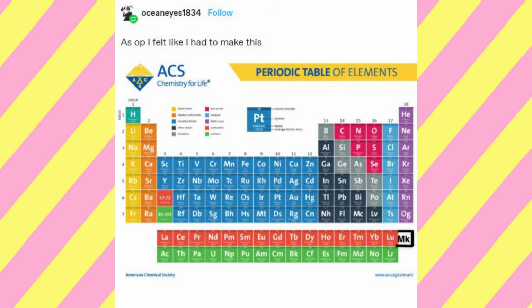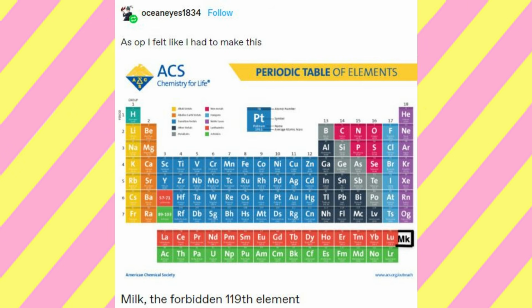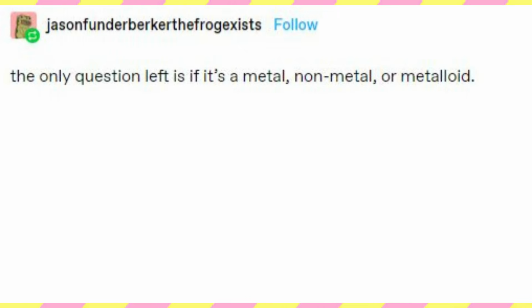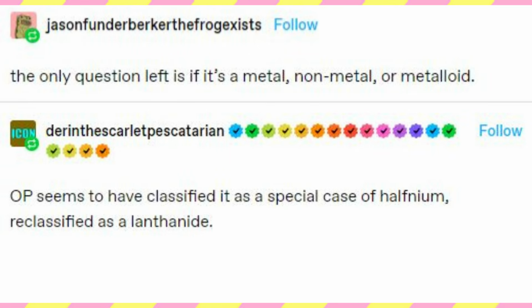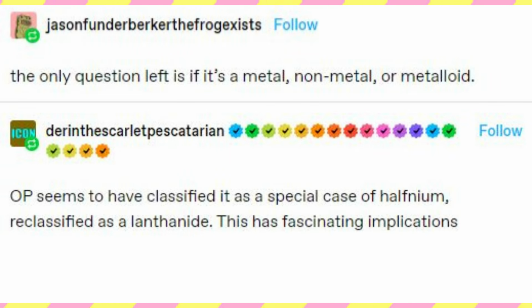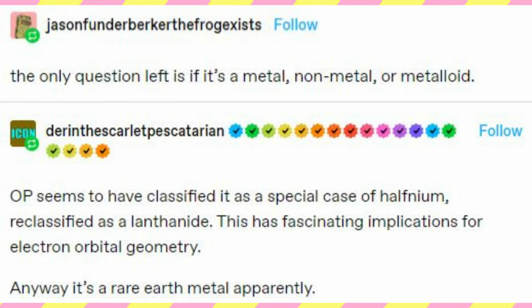As OP, I felt like I had to make this. Periodic table of elements. Milk, the forbidden 119th element. The only question left is if it's a metal, non-metal, or metalloid. OP seems to have classified it as a special case of hafnium, reclassified as lanthanide. This has fascinating implications for electron orbital geometry. Anyway, it's a rare earth metal apparently.